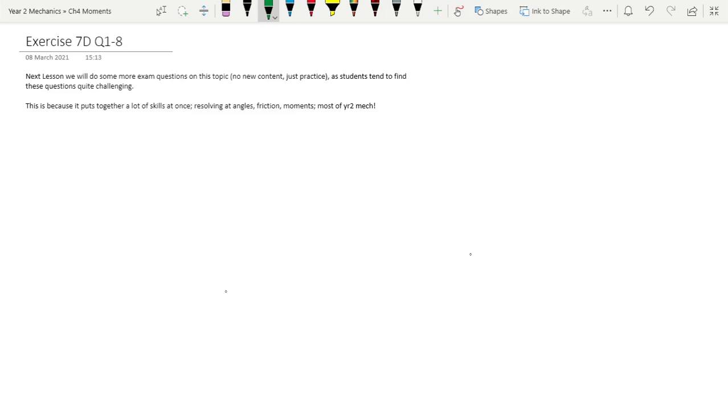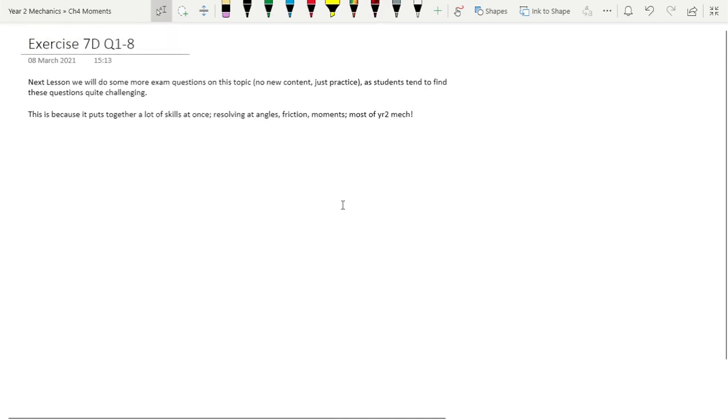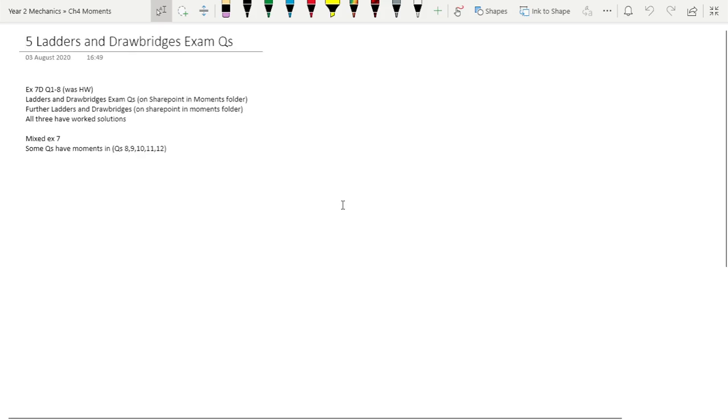So questions to do now, you can have a look at exercise 7D, questions 1 to 8. So this is in chapter 7, not in the moments chapter, which is all about ladders and planks on pegs and things like that. And also hinges are in there too. And then next lesson we will do some time on exam questions on this topic as well, because it is quite a tricky topic, but it's also quite a good topic in the sense that it practices lots of different mechanics skills at once. So I'd advise you have a look at 7D now, and then next lesson we've also got some exam questions.